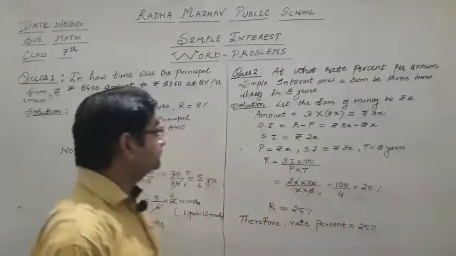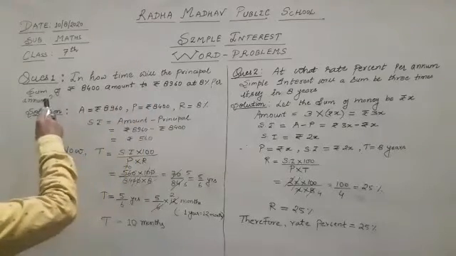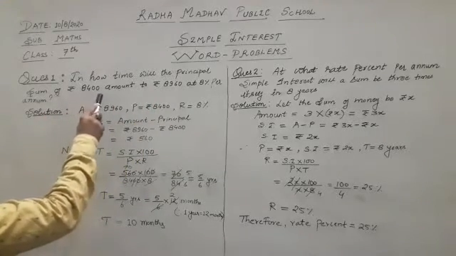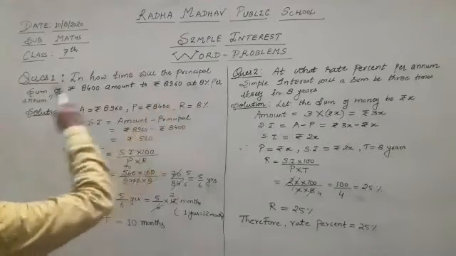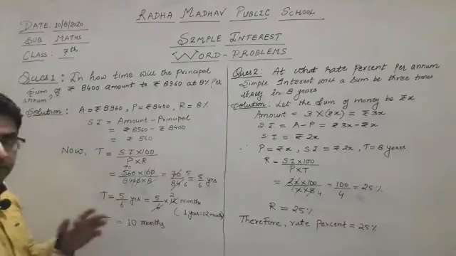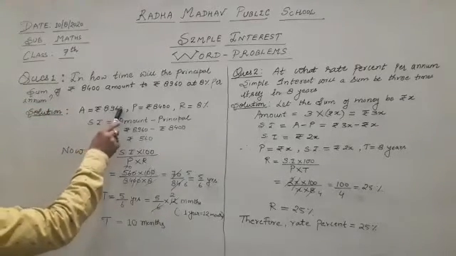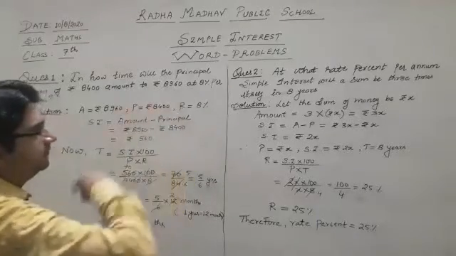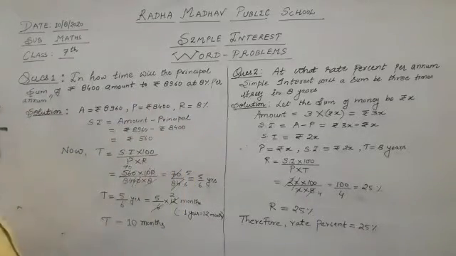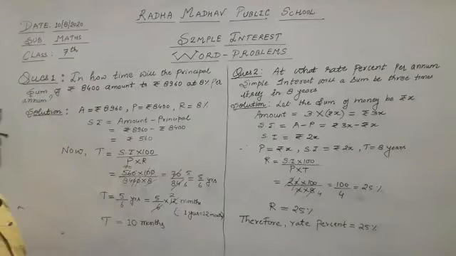So the first question is, in how much time will the principal sum of rupees 8,400 amount to rupees 8,960 at 8% per annum? Means we are given amount and principal. Amount is 8,960 and principal is 8,400 and rate is given to you 8%. In this question we have to find out the time, but we are not given the simple interest.